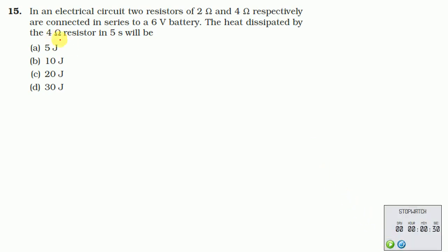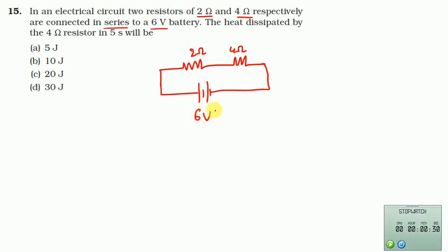Time over. So what you can see, two resistors of 2 ohm and 4 ohm are connected in series to a 6 volt battery. So this is 2 and this is 4, connected to a 6 volt battery. They both are in series, so obviously the equivalent resistance will be 6 ohm, by algebraic addition. So this will be 6 ohm and this is 6 volt.